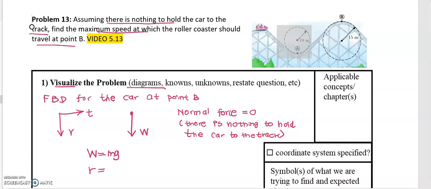And weight is equal to mg. The radius is equal to 15 meters. You can see it in the circle. It's 15 meters. And applicable concepts. So this is chapter 6, circular motion. And have we specified the coordinates? Yes, we have specified the coordinates.